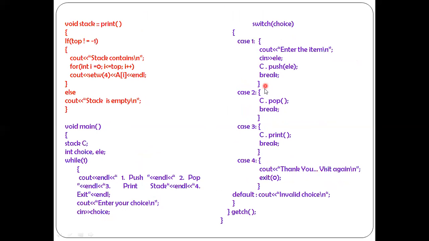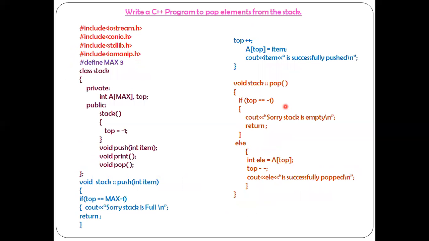So switch of 2 means directly it goes to case 2, C dot pop function. C is a user defined object. Dot is a member access operator. Pop is a member function. Directly it comes to the pop member function here. So void stack scope resolution pop function. Open flower bracket. If top is equal to -1, last time 1, this time 0.